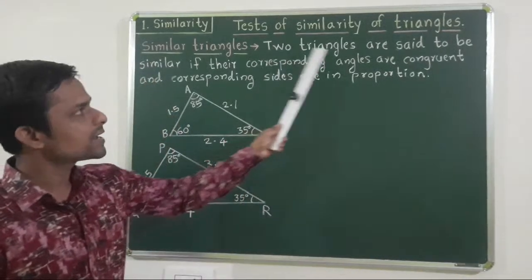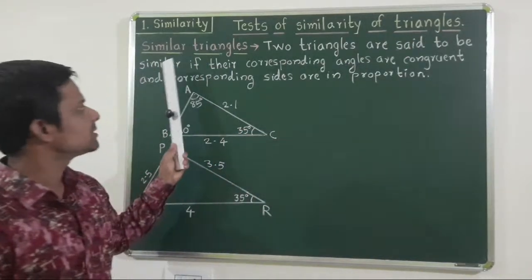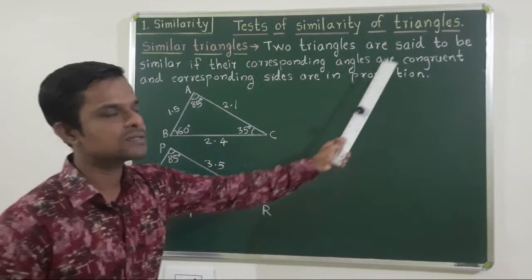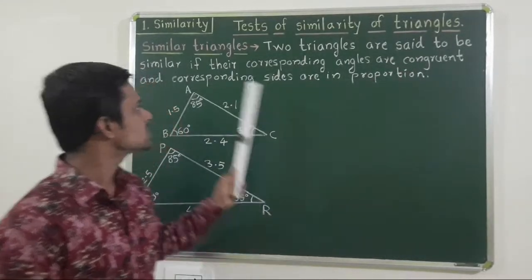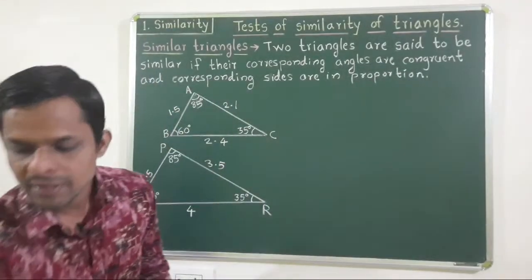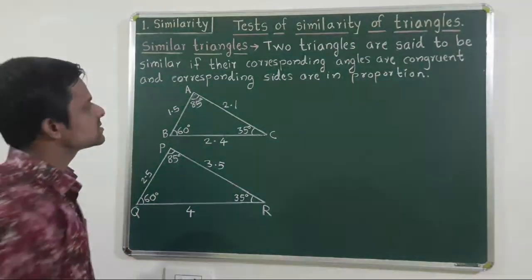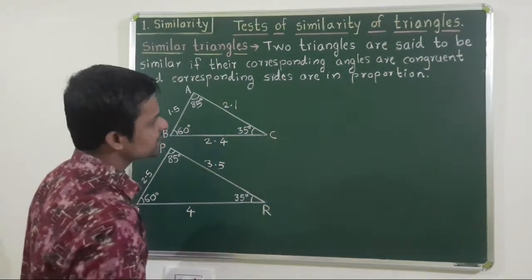Listen again, two triangles are said to be similar if their corresponding angles are congruent and corresponding sides are in proportion. Now this word corresponding is very important. I'll just revise the meaning of this correspondence between vertices.